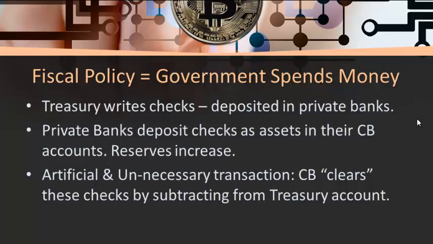All right, so fiscal policy just means the government spending of money. That's the correct way to understand it. Taxation is also part of fiscal policy, but basically the Treasury writes checks which are deposited in private banks. The private banks deposit the checks in central bank. The reserves of the private banks increase, and that's it. The next operation which takes place is artificial and unnecessary. What central bank does is it takes the check and deducts that from the amount of money that the government is supposed to have, even though the government has infinite money.